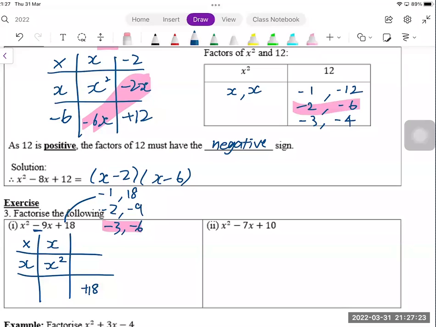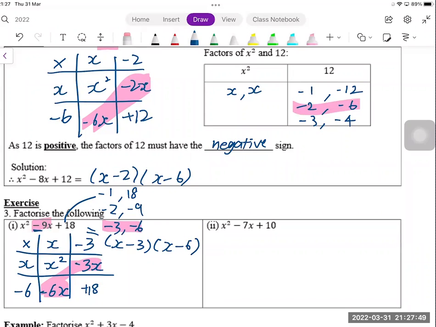Okay, so I have negative 3 and negative 6. So this gives me negative 3x, negative 6x, and they'll be able to give you the negative 9x that you want. So you know that this is factorized to give you x minus 3 times x minus 6.